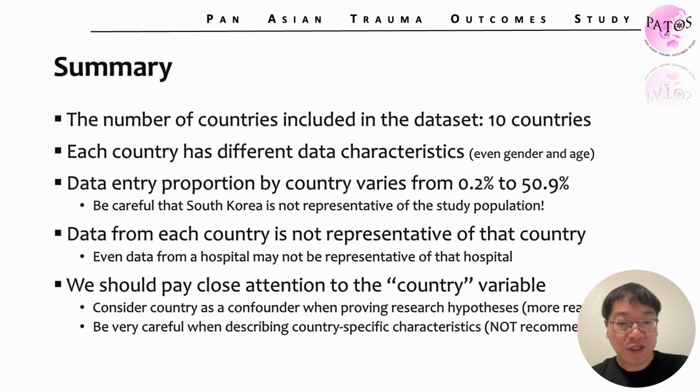So we should pay close attention to the country variable. We should consider country as a confounding variable when proving a research hypothesis. This is more reasonable, I think. And we should be very careful when describing country-specific characteristics. This is generally not recommended.